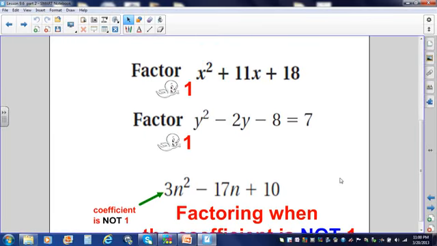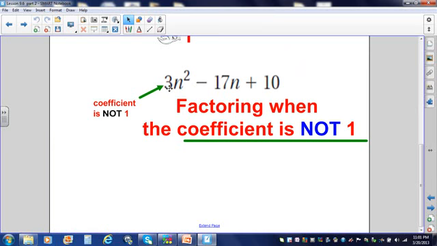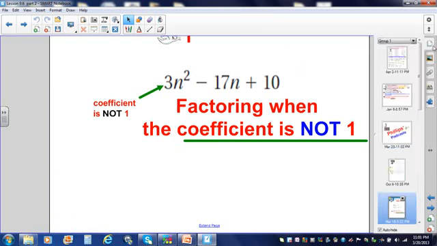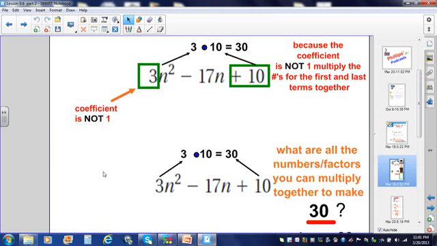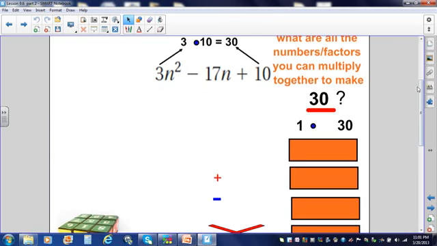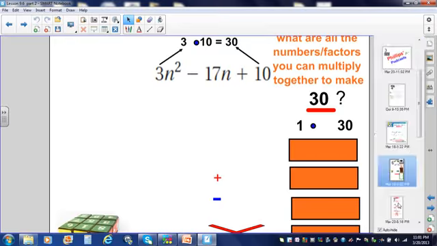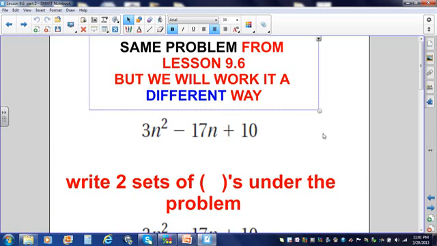Alright, in yesterday's podcast we talked about factoring when the coefficient was not 1. And we went through, for some of you, a convoluted, complicated process, and we said take the first number, multiply it by the second number. In this case it would give us 30, then list all the factors of 30. Well, we are going to do the same problem from the last podcast, same problem, but we are going to do it a different way.